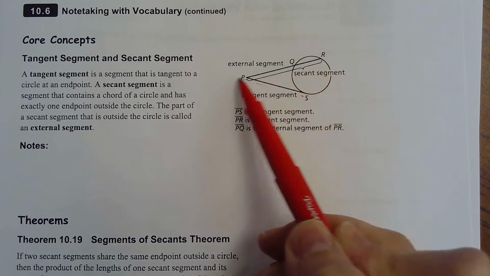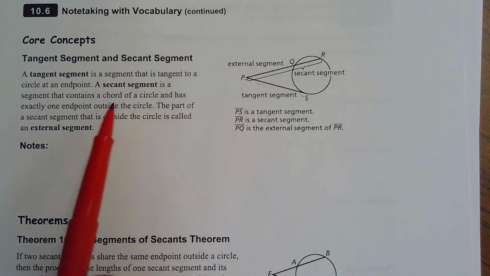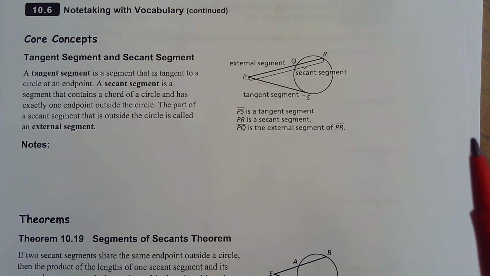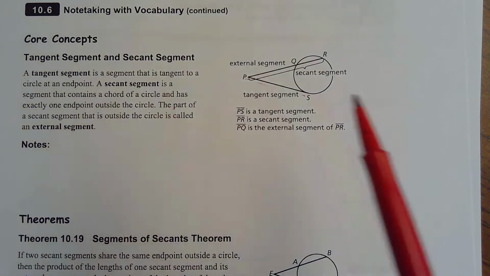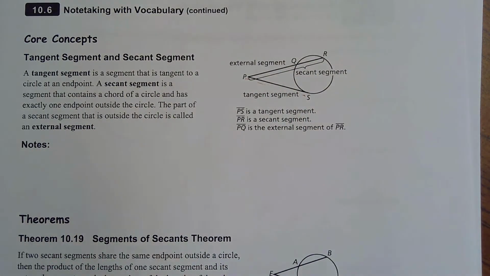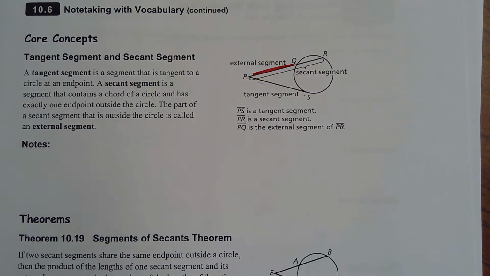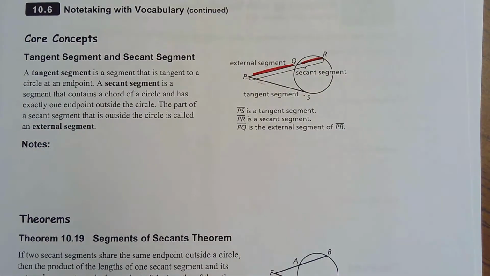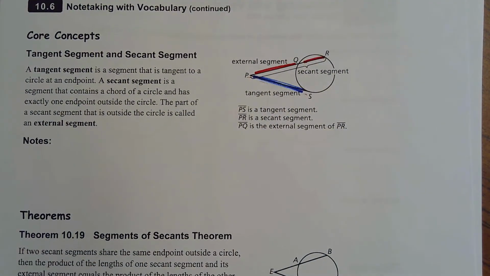In other words, it passes through the circle in 2 points, but it has exactly one endpoint outside the circle. The part of the secant segment that is outside the circle is called the external segment. So basically, we have this piece of our segment, and then we have this piece that's inside. And of course, we have this tangent piece as well. There's a relationship that we know about all three of those little pieces.